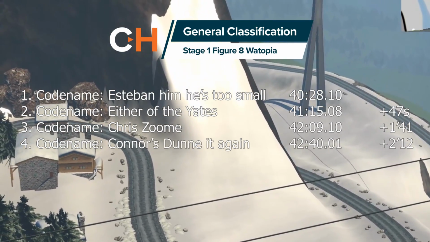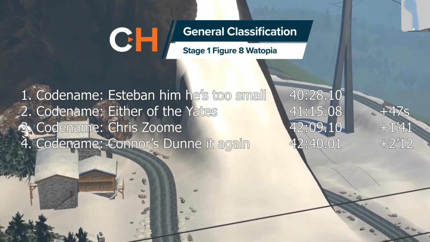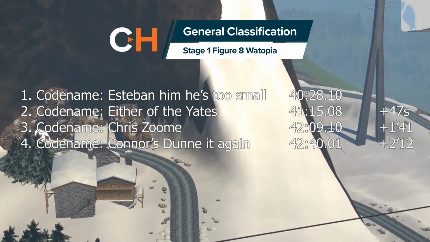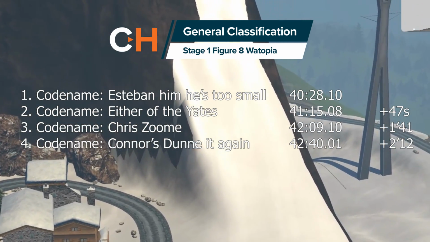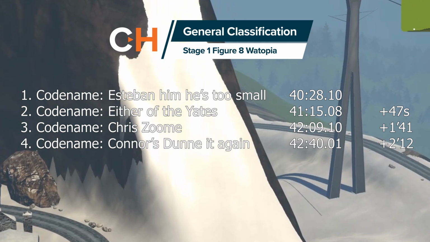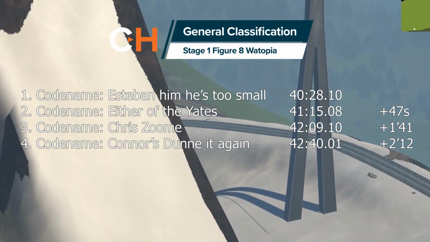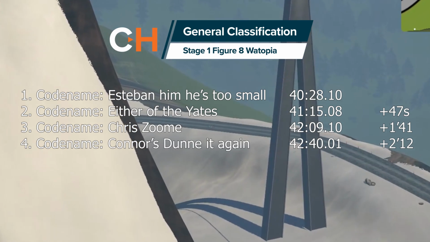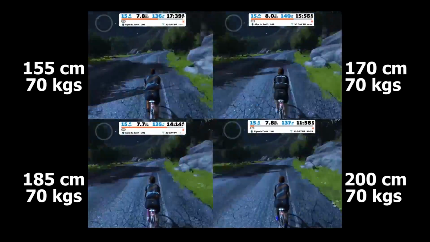So there you can see 47 seconds between first and second. So codename Esteban, he is too small. He's out front with a 47 second lead. And then the rider in last position, the tallest rider, Connor's done it again, is 2 minutes and 12 seconds behind that first place rider. Really? Let's head to stage 2 now and check out how they get on up the Alpe d'Huez Zwift.